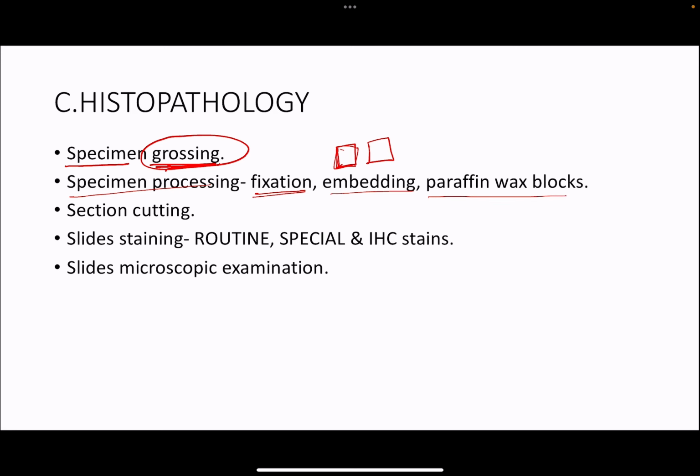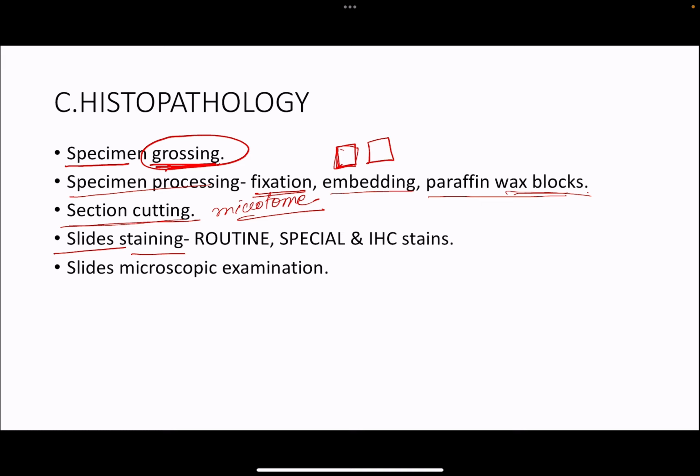After cooling, it gets prepared into paraffin wax blocks. These wax blocks are cut using a microtome. After section cutting, you get serial sections, these ribbons of wax which contain the tissue sections, and these are mounted onto plain glass slides and kept for staining.